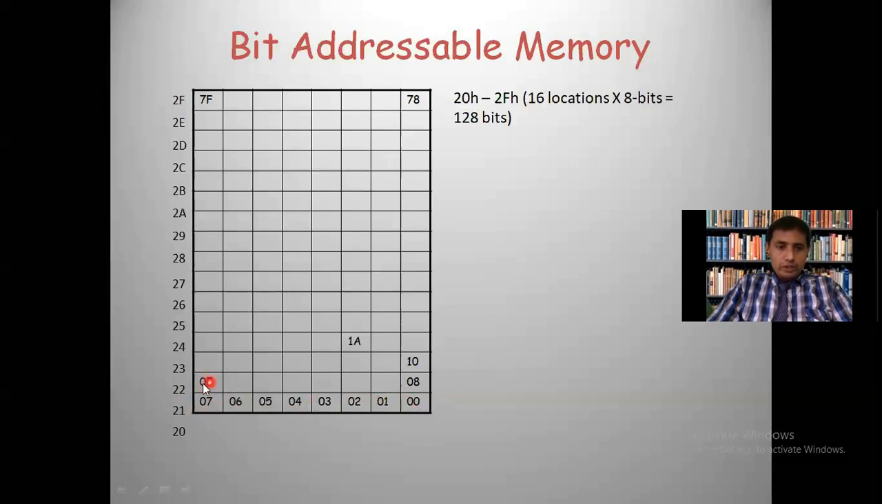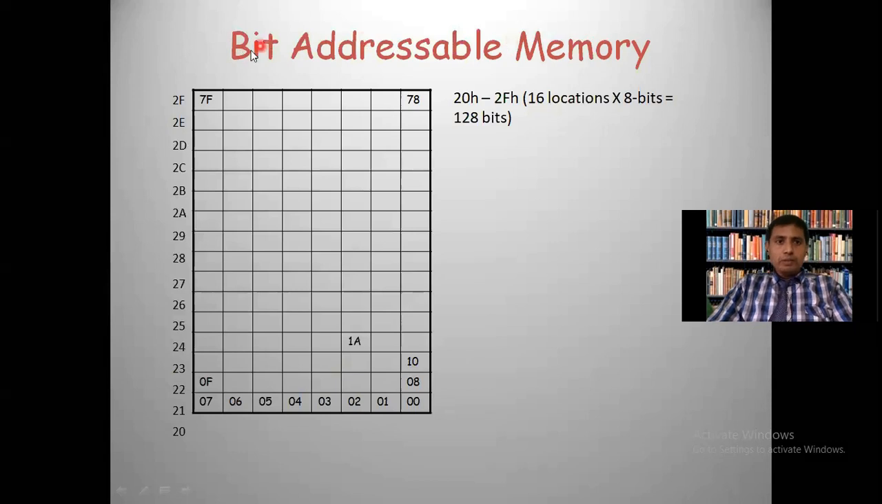Similarly, this is another bit in the second byte. Here the corresponding bit address is 0F and byte address is 22H. Like that, in this particular area, 16 bytes are present, every byte has 8 individual bits, and every bit has an individual bit address as well as a byte address. Like that, we have 16 bytes.